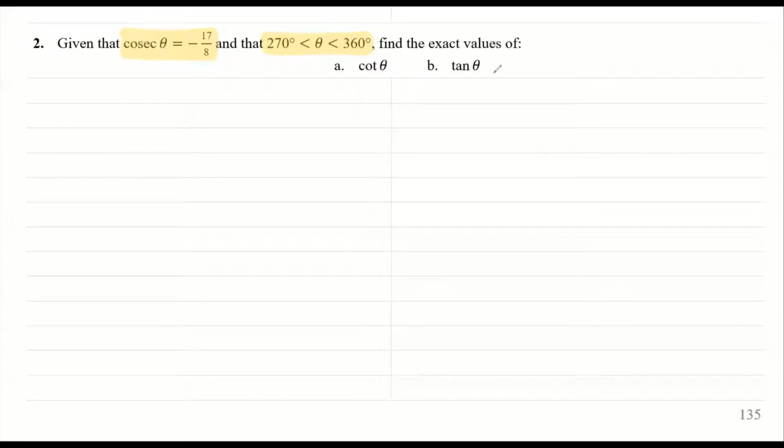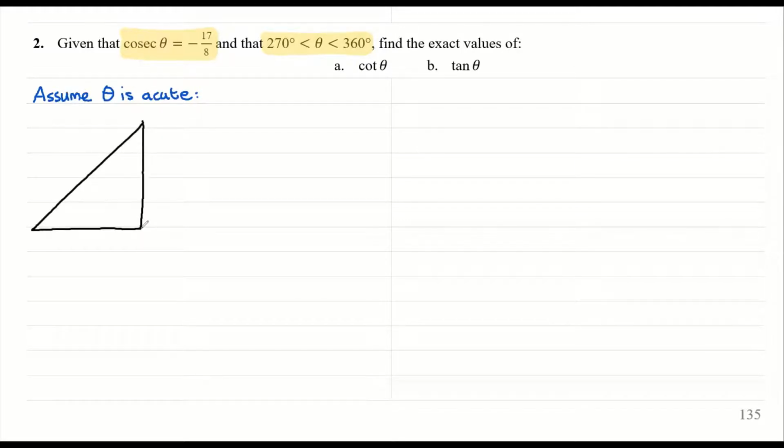So the first thing to do is, let's just say, assume theta is acute, or let theta be acute, however you want. Now we can talk about a right angle triangle. So let's draw the right angle triangle as well, just good for reference. Put the angle theta on there. Okay. Now we can assign some values to the triangle.